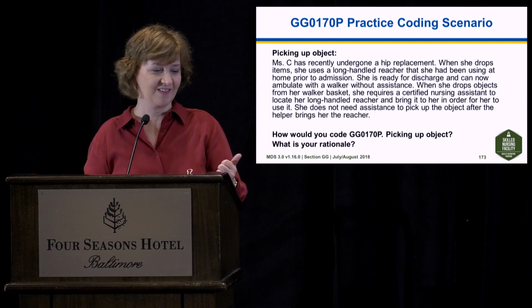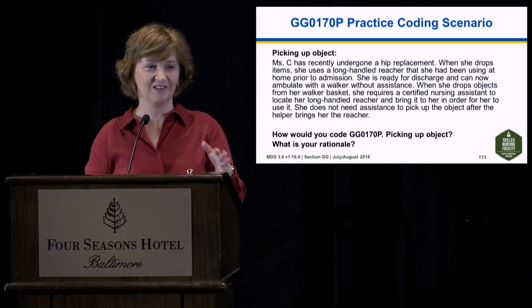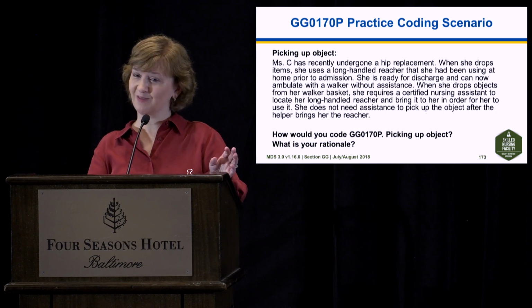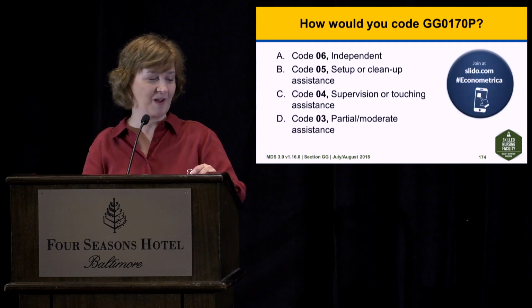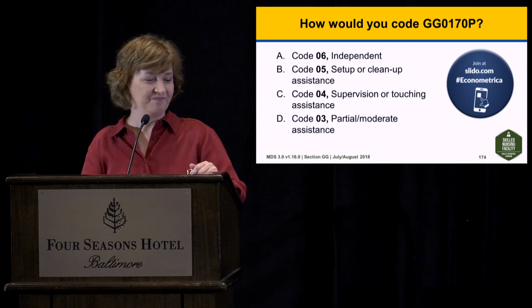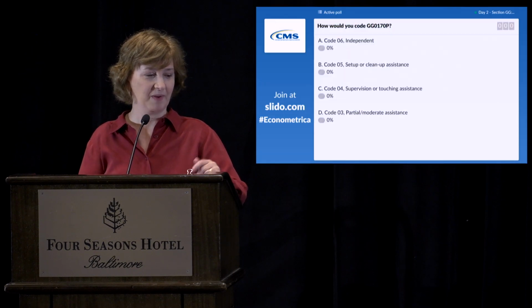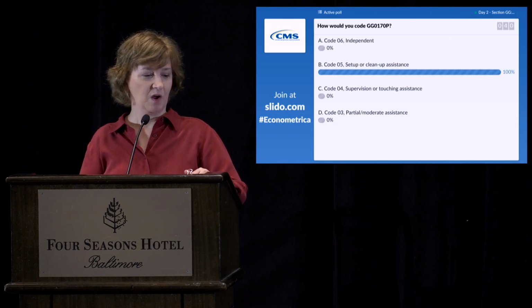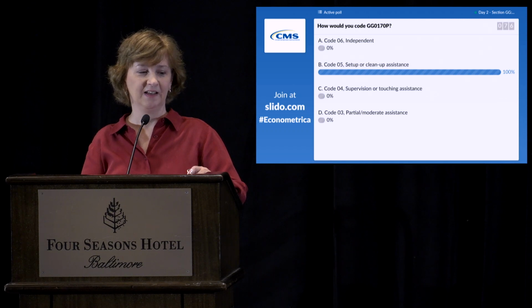In this case, the certified nursing assistants had to give the reacher to the resident in order for the resident to use it. It sounds like the resident's an expert at using it. The person was using it beforehand, so there's no concern about assistance being needed, even if this was an admission. So code options are 6, 5, 4, and 3.